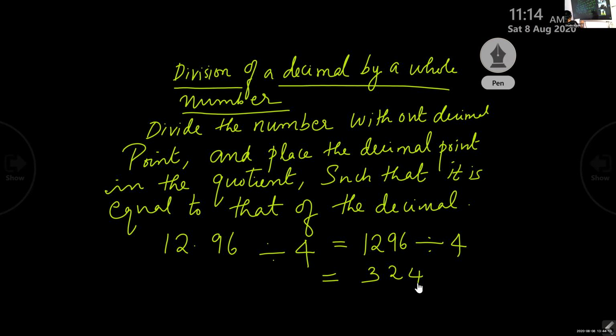So how many places after the decimal point are there? 2. So in the answer also we have to place it like that. That's all. Now is it clear, children? Yes, ma'am. 3.24. Now I'll give you another one. You do it yourself. The method is clear to you, no? So do it.